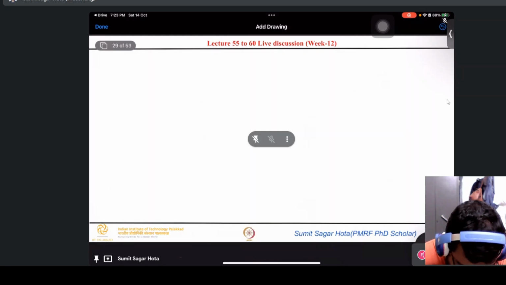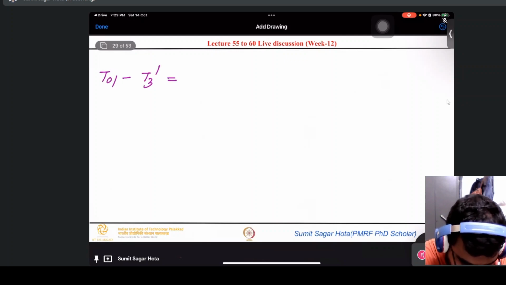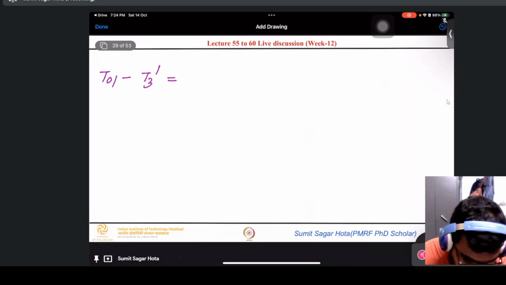So first we write down the difference T naught 1 minus T3 dash. Directly we have the formula because P naught 1 by P3 equals 2, given. So we directly use the formula between T naught 1 and T3 dash, because T3 dash will be your isentropic temperature. So from there we directly find out.